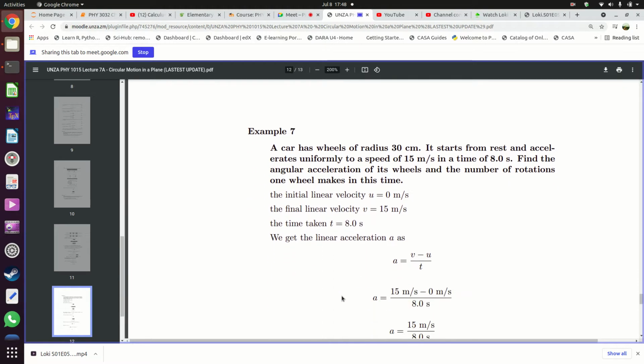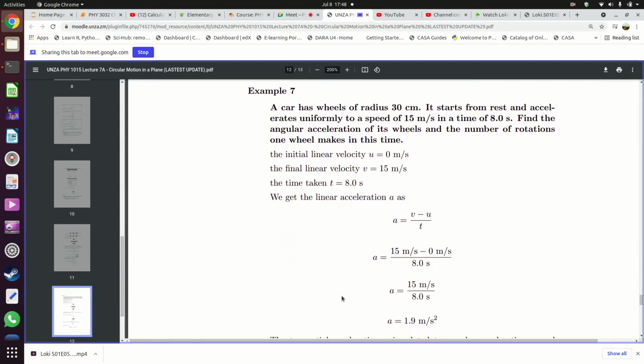Example number 7. A car has wheels of radius 30 centimeters. It starts from rest and accelerates uniformly to a speed of 15 meters per second in a time of 8 seconds. Find the angular acceleration of its wheels and the number of rotations one wheel makes in this time. Of course, we have been given the radius of the wheel, which is 30 centimeters, but most of the information you have been given concerns a car which is moving in a straight line.